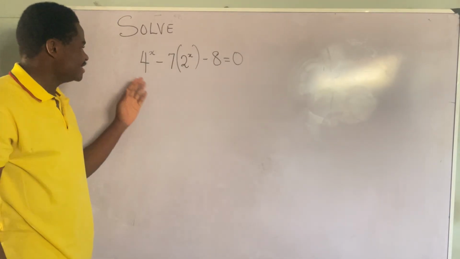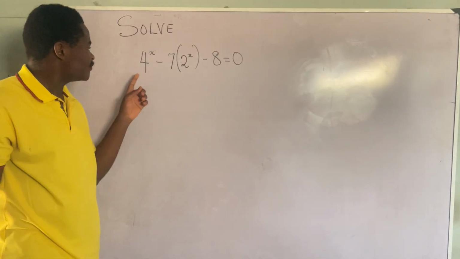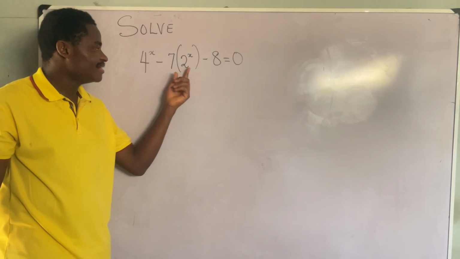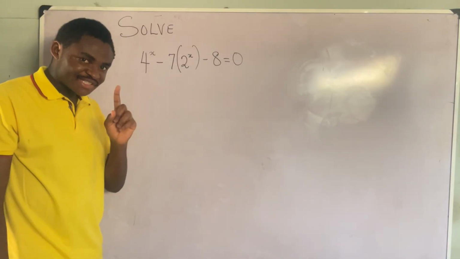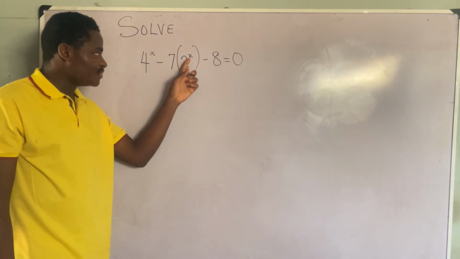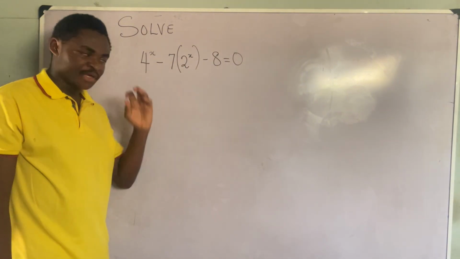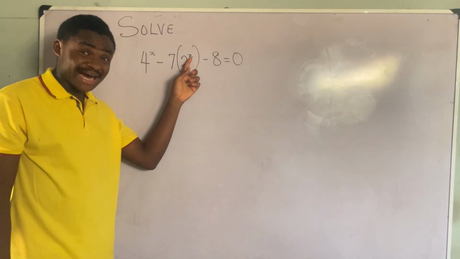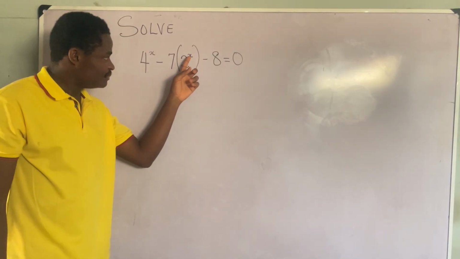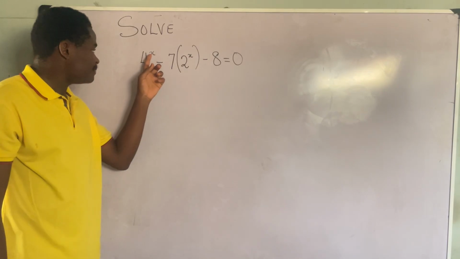All right. This is an index equation that says 4 to power x minus 7 in bracket 2 to power x, minus 8 equals 0. The first thing I must do is that for all of those that we have in this equation, I look at the ones whose powers are variables. The power is x. The power here is x.